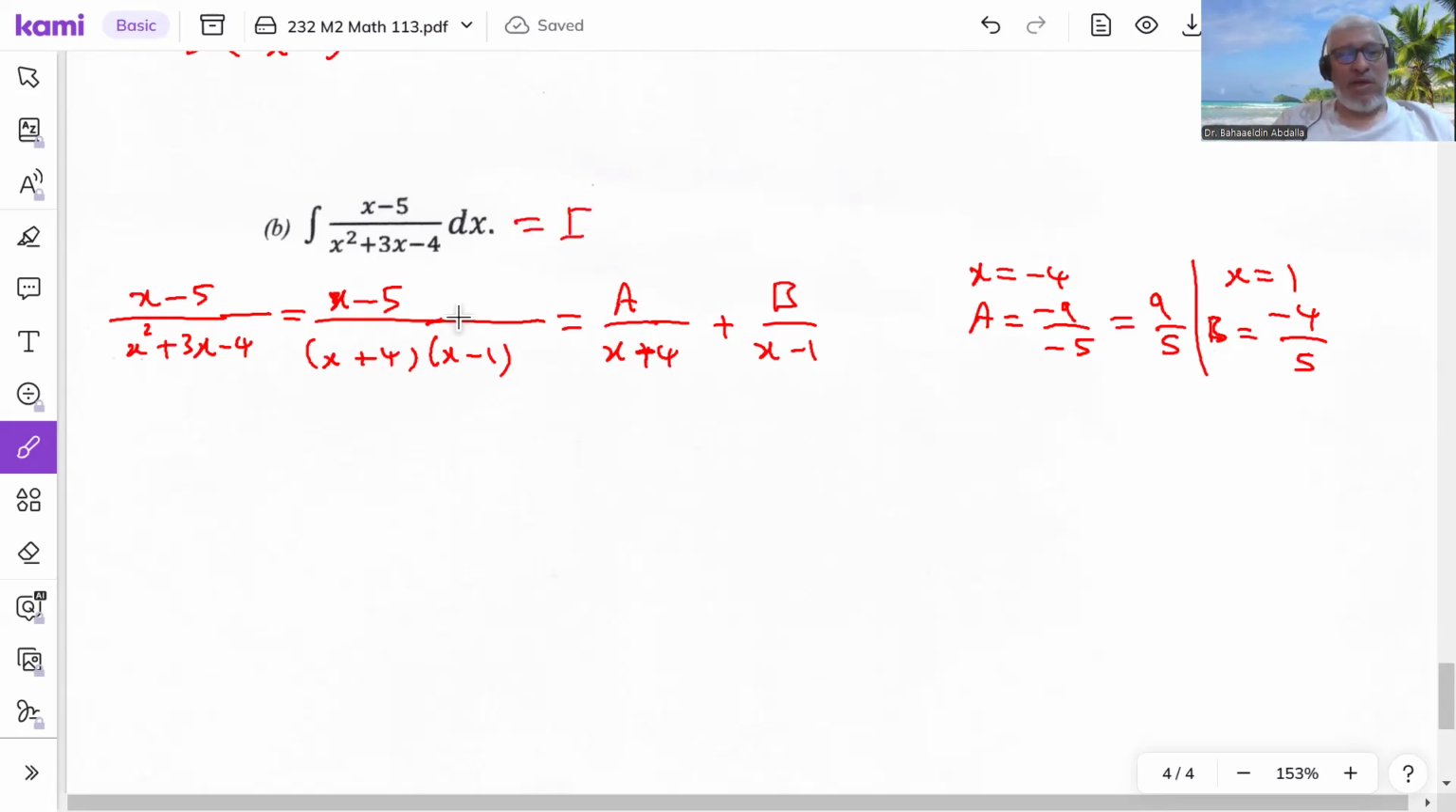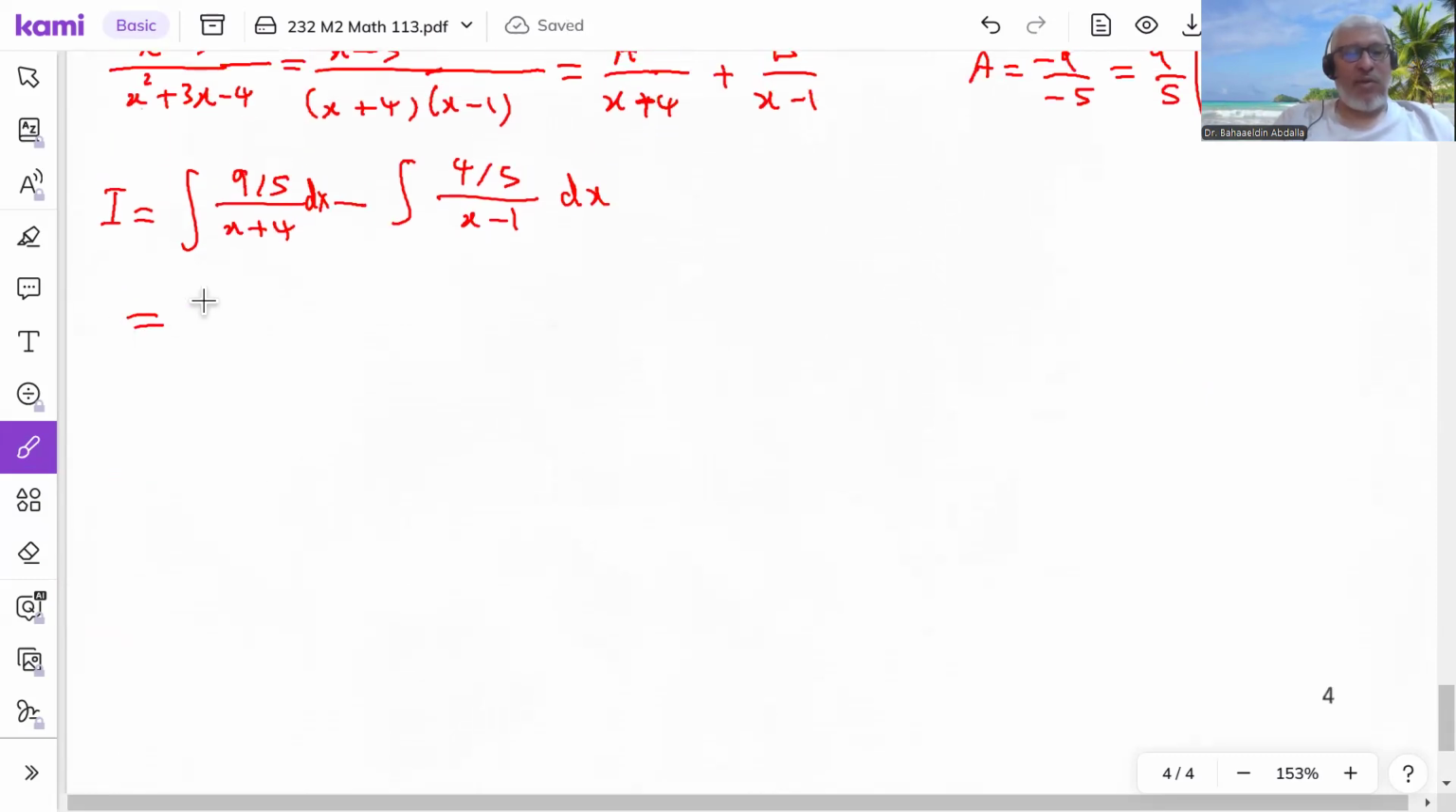So this integral, I, would now be the integral of A over x plus 4, so it's 9 over 5 over x plus 4, minus 4 over 5 over x minus 1 dx, because of B. And finally, the answer would be: 9 over 5 is just a constant, and the integral of 1 over x plus 4 is ln absolute value of x plus 4. 4 over 5 is a constant, and the integral of 1 over x minus 1 is ln absolute value of x minus 1, and we put C.